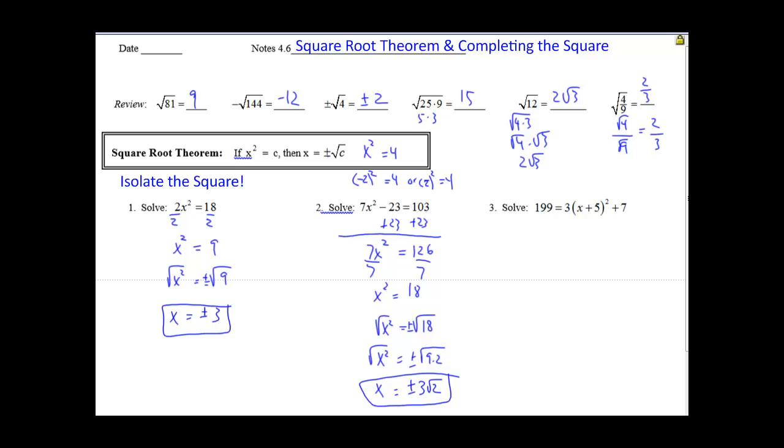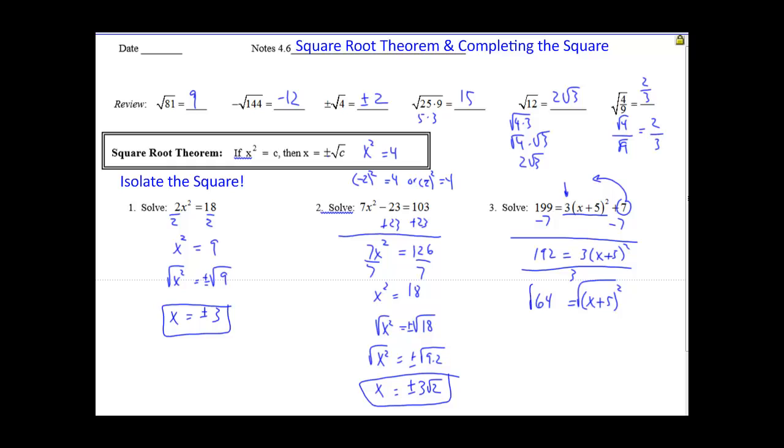Okay. A little harder if we have a binomial and we square it. Well, what's attached to the binomial? The 3. What's attached to that? What's attached to this is the 7. So we need to move the 7 over. So by subtracting the 7, we get 192 equals 3 times the quantity x plus 5 squared. By dividing by 3, because we have to isolate this square part, you get 64 equals x plus 5 squared. Now, to undo the square, we square root.